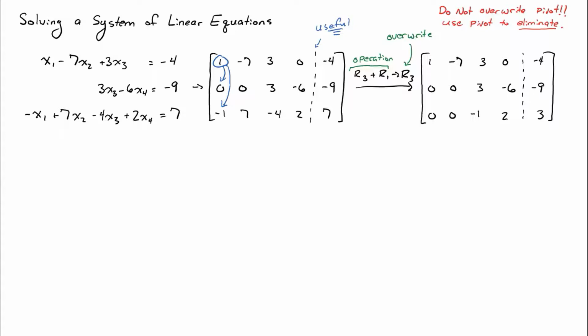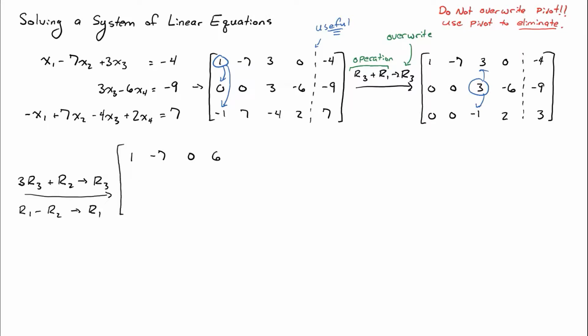We found the pivot in row 1. Move to row 2. Find the first non-zero entry. This will be our new pivot. We want to make 0 above and below this entry. We'll take 3R3 plus R2 stores R3, and R1 minus R2 stores R1. I could have divided row 2 by 3 first, but in general this might make fractions, and the arithmetic is already hard enough. I try to avoid fractions until the very last step.